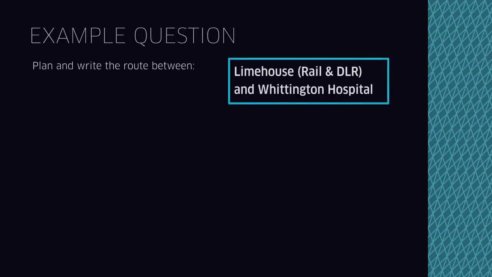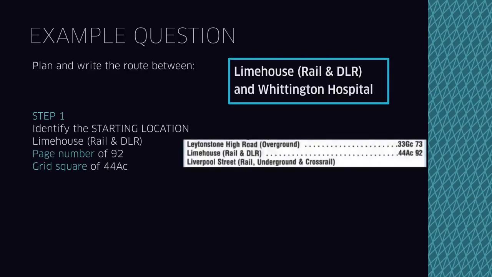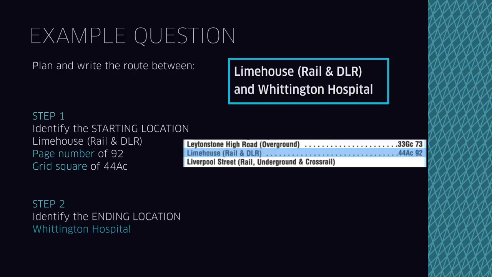Step 1. Turn to the index to find our starting point, Limehouse Rail and DLR. In this example, our starting point is a train station, so this will be listed in the train station section of the index, listed on page 431. Once we have these details, write down the page number and the grid square reference. So, page 92 and the grid square reference of 44AC.